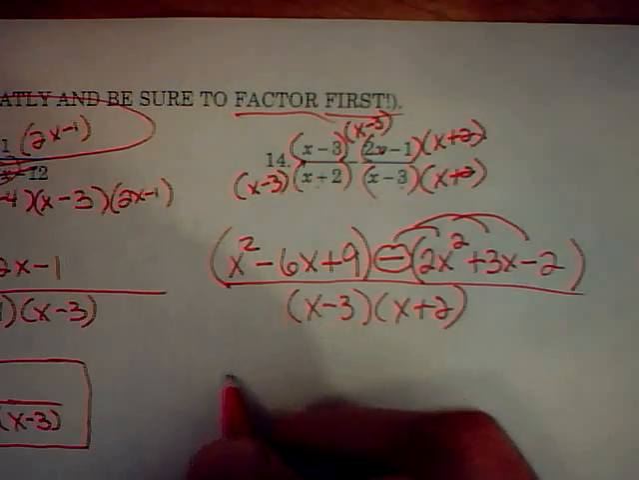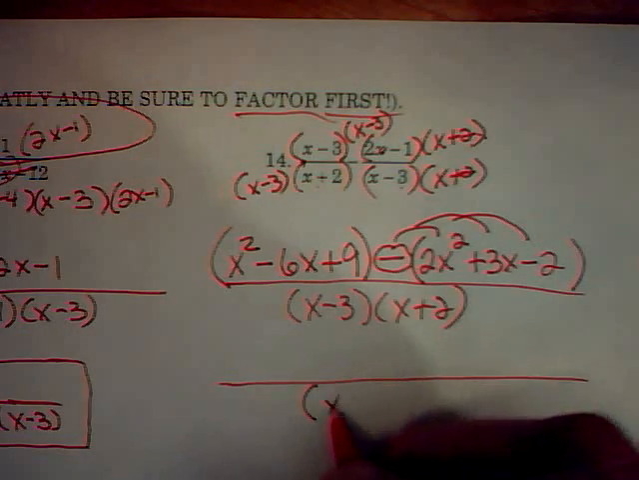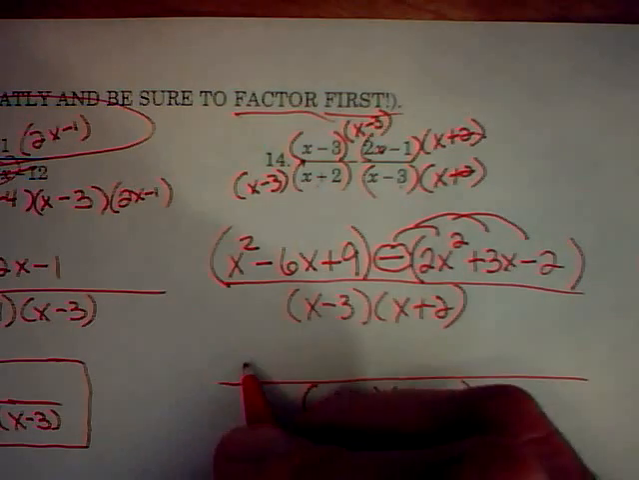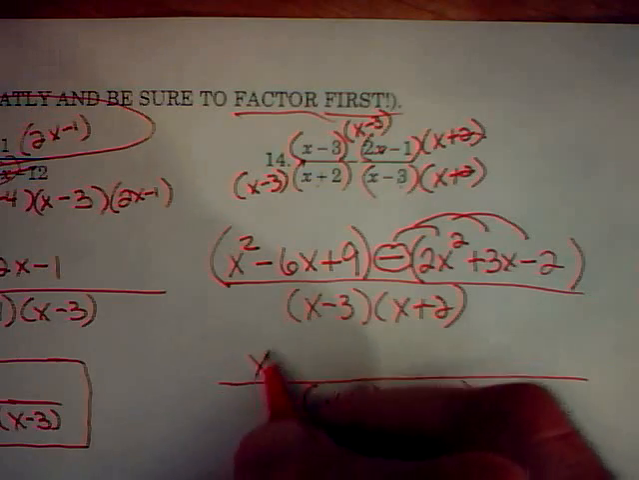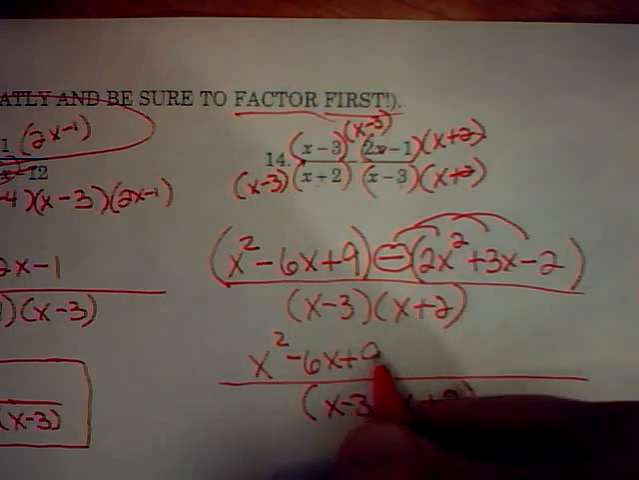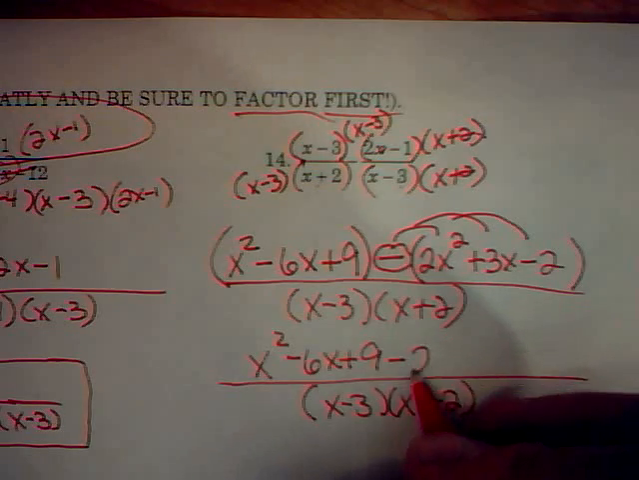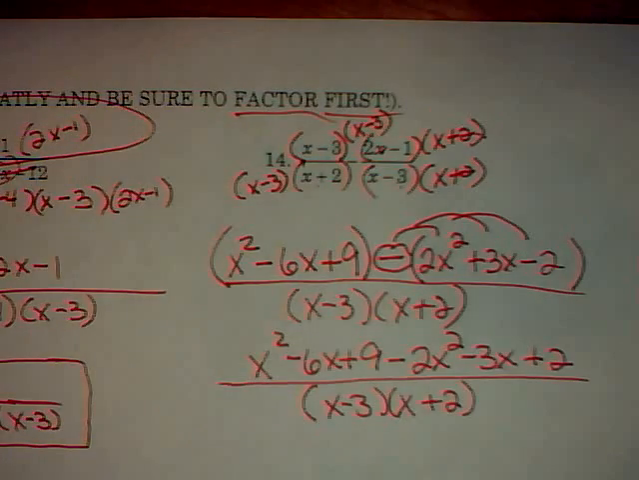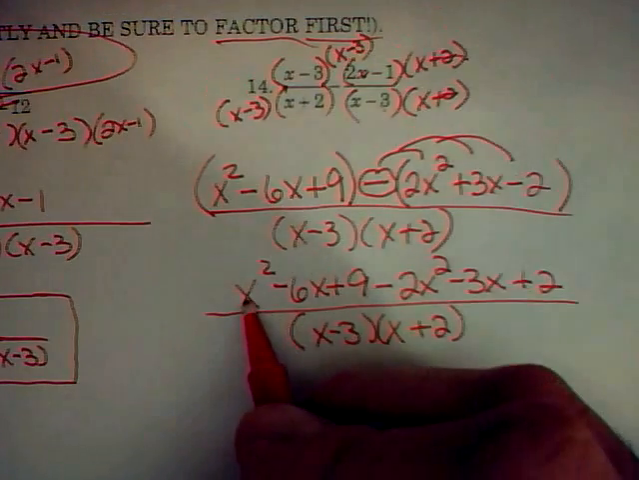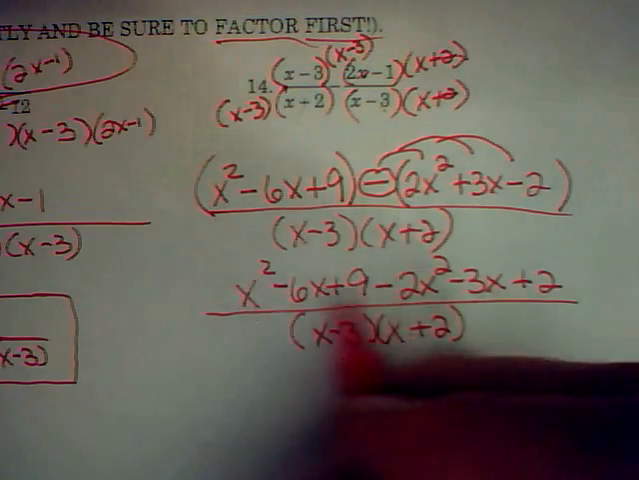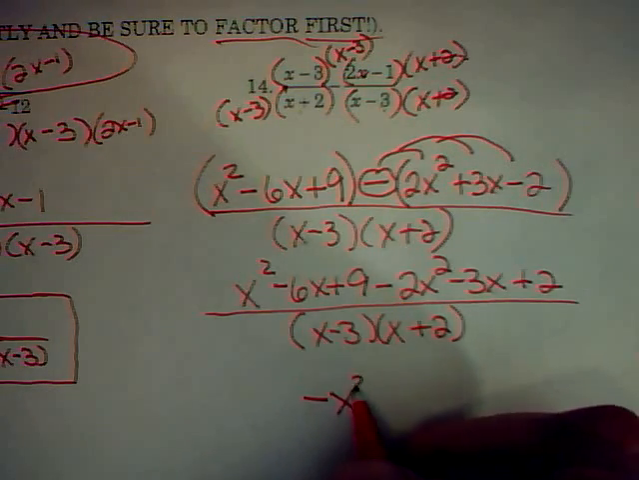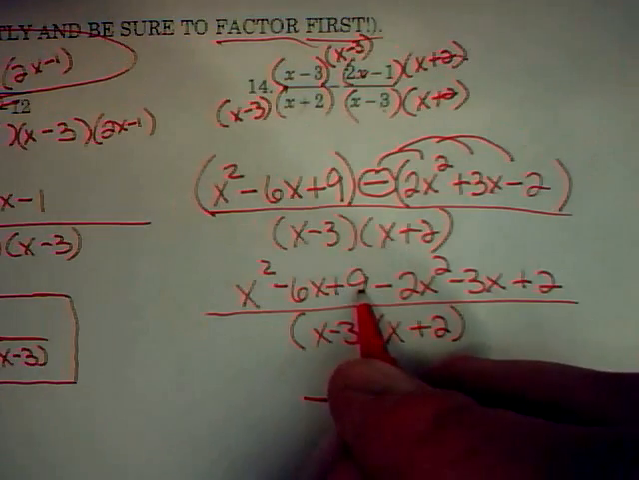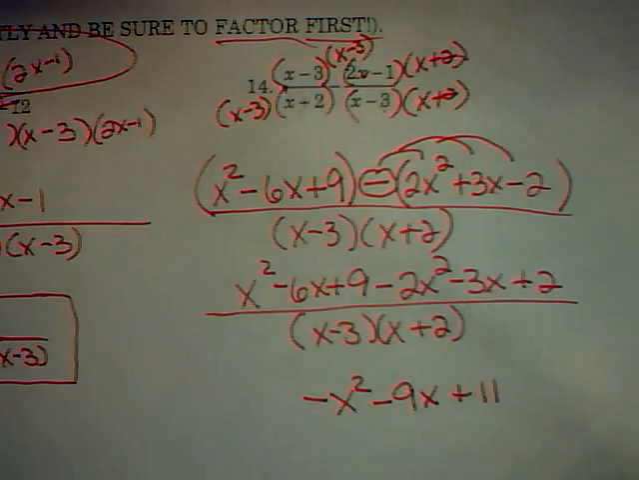Okay, so let's rewrite our fraction here. x minus 3, x plus 2. And the first trinomial here, we can just drop the parentheses. Second one, we have to distribute this negative, so it's minus 2x squared minus 3x plus a 2. Okay. Now we combine up like terms. x squared minus 2x squared is negative x squared. Negative 6 and negative 3 gets you negative 9x, and then 9 plus 2 is 11.